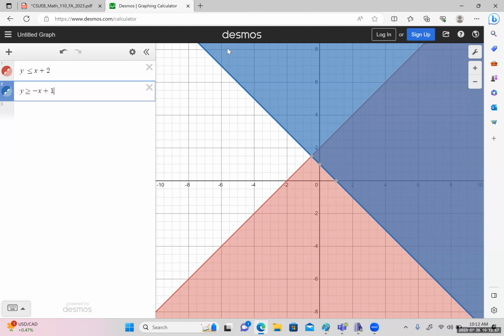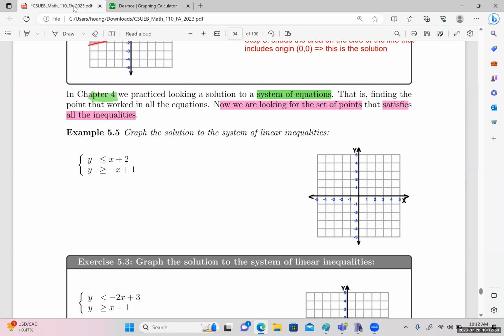Okay, so let's come back and see how we do this one, right? So we need to do step one. Graph the solid line.